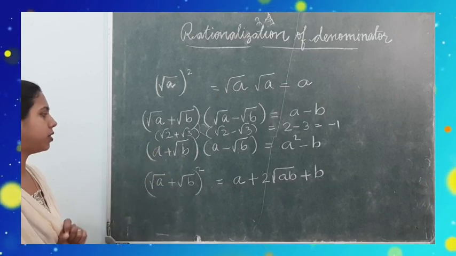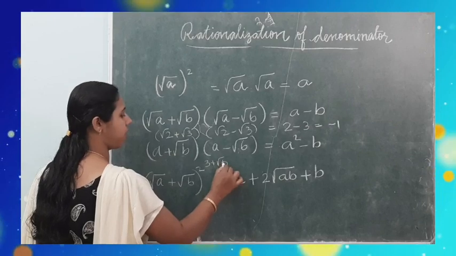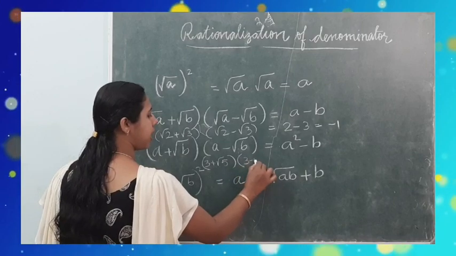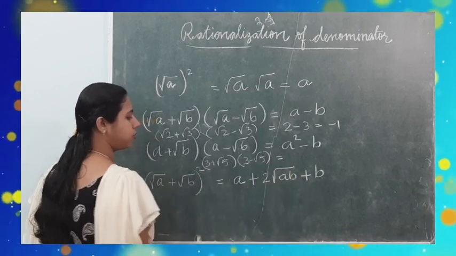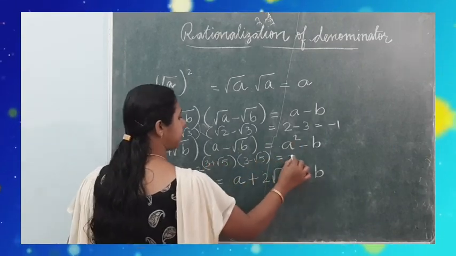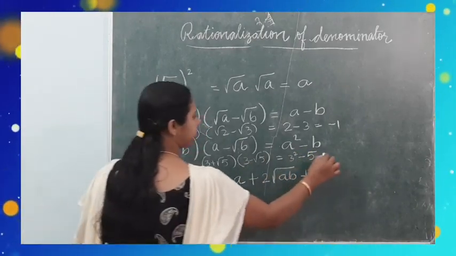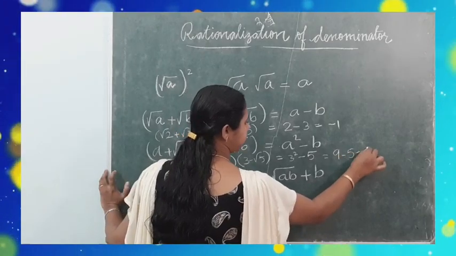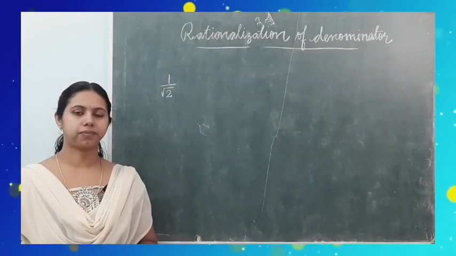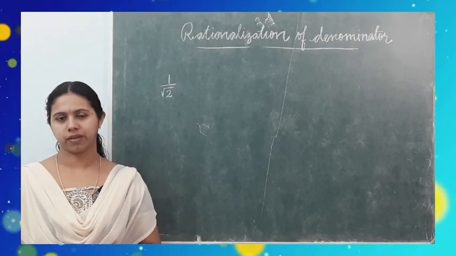And A plus root B into A minus root B, for example, 3 plus root 5 into 3 minus root 5. So A is equal to 3, B is equal to 5. It is equal to A square minus B. A square is 3 square, minus B, where B is equal to 5. So 3 square, that is 9, minus 5 is equal to 4. We got a rational number. So now we can discuss the rationalization of denominator.